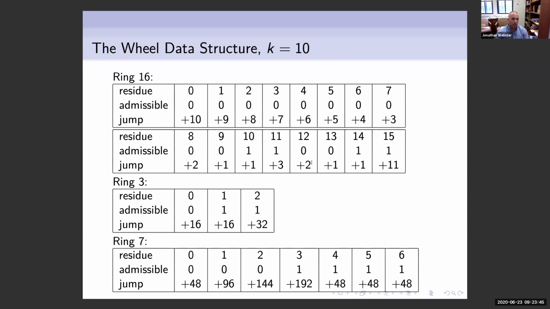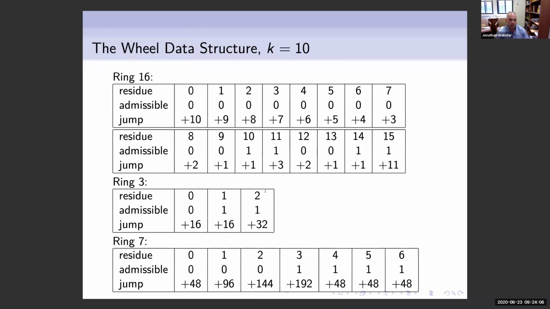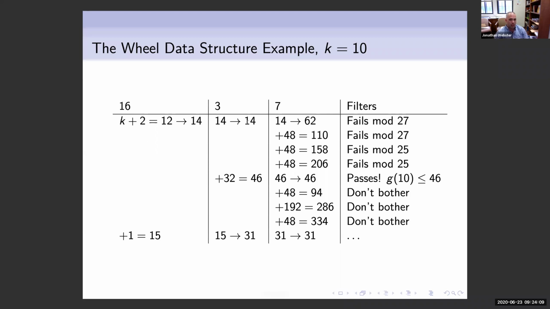12 here on this table is not admissible, so we have to add 2 to get to the next admissible term. So once we go to 14, 14 is now admissible mod 16. So we step down and we check, is 14 admissible mod 3? 14 mod 3 is 2. 2 is admissible, so we don't really have anything to do. So we step down and check if 14 is admissible mod 7. It's not, so we have to add something. And so then we add 48. And then we get our first candidate that we have to filter.